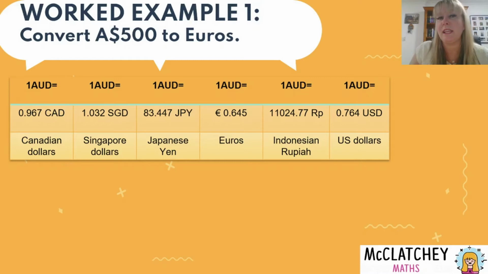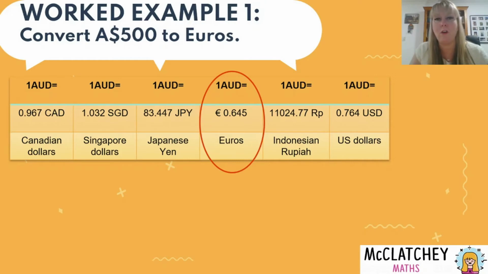So in our first example, we are going to convert 500 Australian dollars into euros. So that might be a case that I need to send 500 Australian dollars to a family member over in the UK or in Europe, and I need to change it into their money, or maybe I'm going on holidays, I wish. Okay, so first of all, I need to find in the chart my euro conversion. That's it right there that I've circled. You'll notice that there's a funny little symbol in front of the money for the euros. It's an E, a funny looking E that's curved.